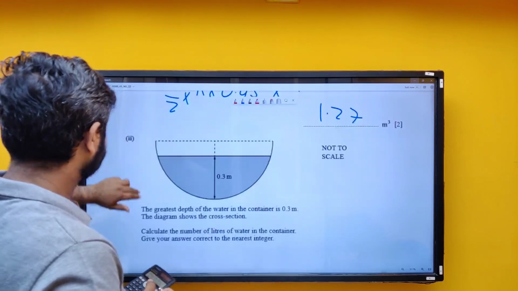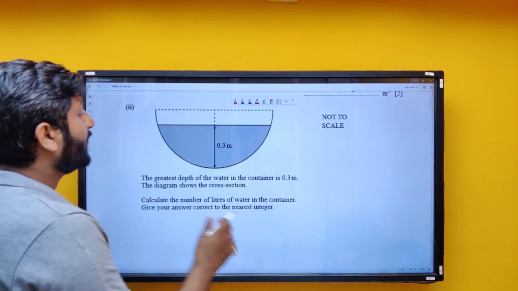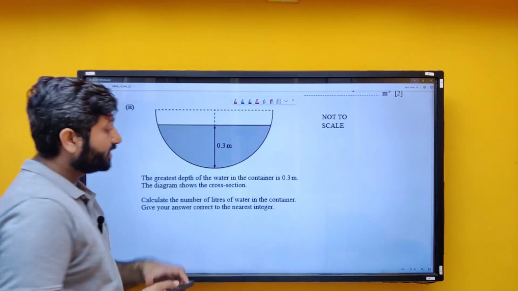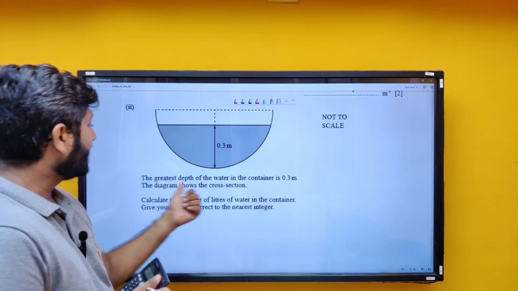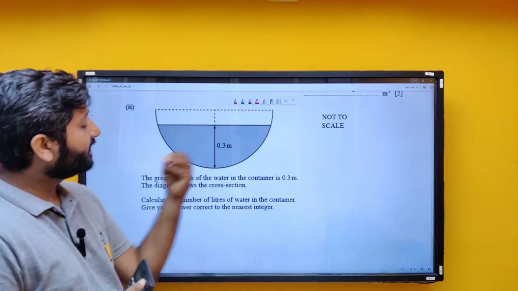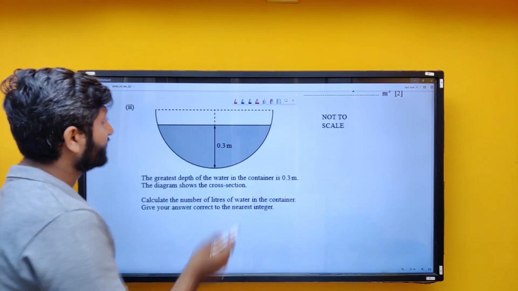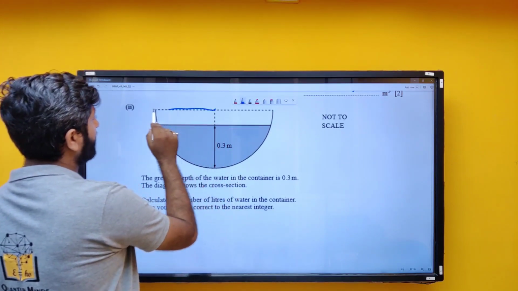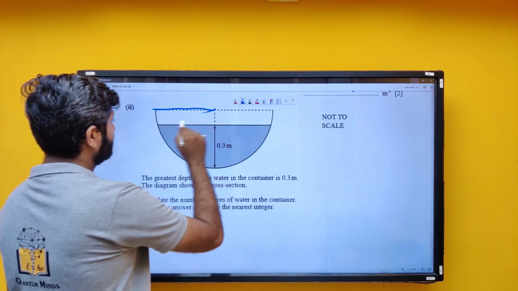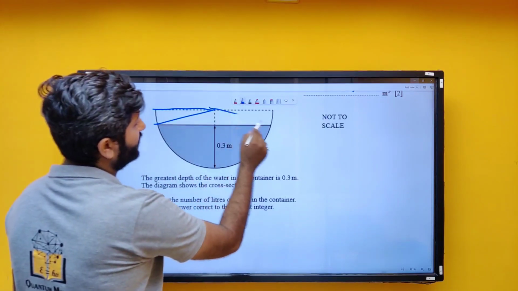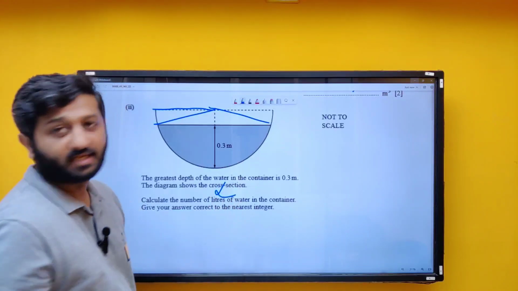Next, the greatest depth of water in the container is 0.3 meter. So the container is not fully filled, but only filled to a height of 0.3 meter. The diagram shows the cross section. Calculate the number of liters of water in the container. So guys, this is 0.45, because this is a radius. So this also forms 0.45. This also forms 0.45. I am supposed to find the number of liters in the container.